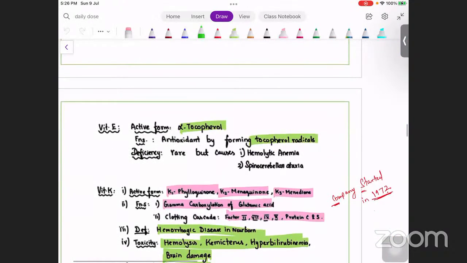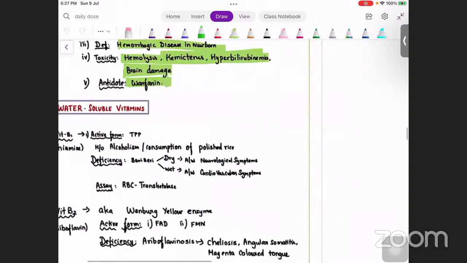Vitamin E, tocopherol. Active form is tocopherol. Function is antioxidant by forming a tocopherol radical. And then vitamin K, active form: K1 is phylloquinone, K2 is menaquinone, K3 is menadione. Function, gamma carboxylation of glutamic acid. Clotting factors 2, 7, 9, 10, protein C and protein S. Deficiency, hemorrhagic disease of the newborn, while the antidote is warfarin.